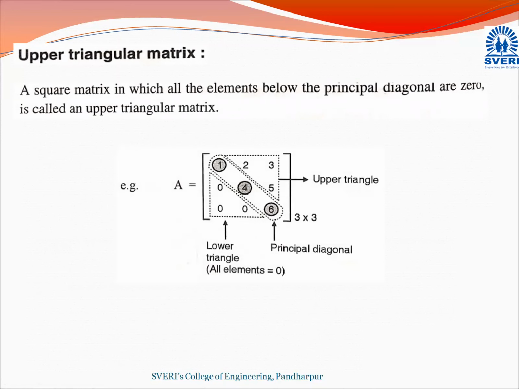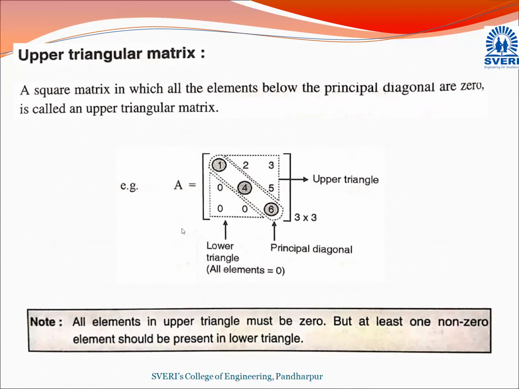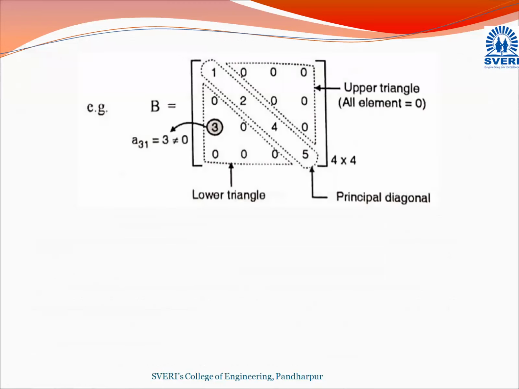A square matrix in which all the elements below the principal diagonal are 0 is called an upper triangular matrix. Here in this example, 1, 4, 6 are the principal diagonal elements, and below this principal diagonal all are 0. So it is an upper triangular matrix. And if you take 2, 3, 5, and all the terms below are 0, then it is called an upper triangular matrix. Look at this example.